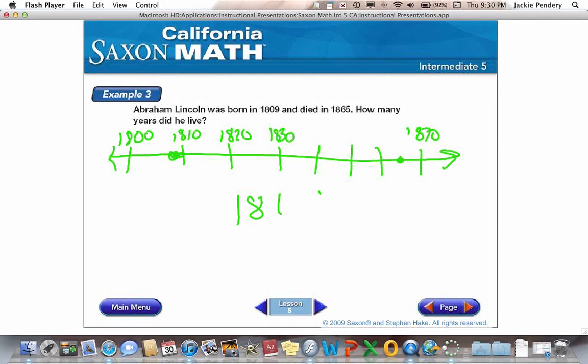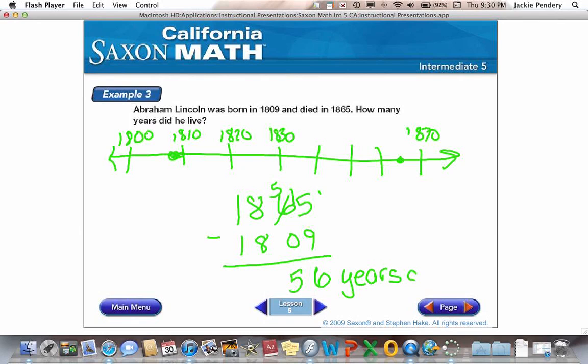So 1865 minus 1809. Can't do 5 minus 9, borrow from the 6. 15 minus 9 is 6. 5 minus 0 is 5. So Abraham Lincoln was only 56 years old when he was assassinated. Okay, that's it for examples. Go ahead and complete the lesson practice and we will review this tomorrow.